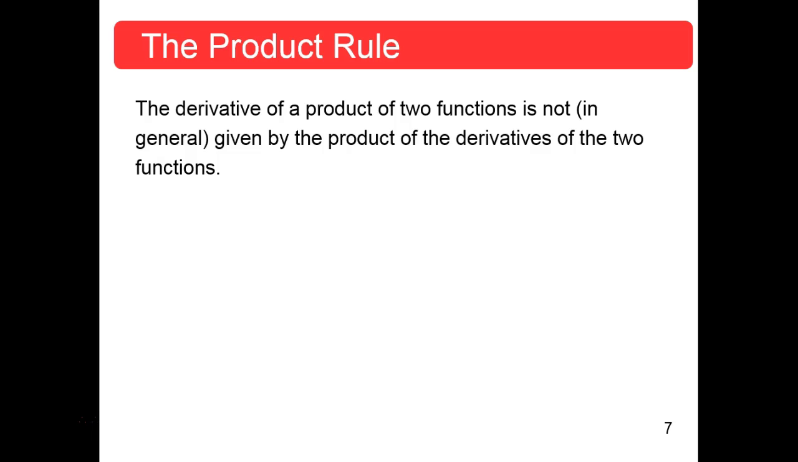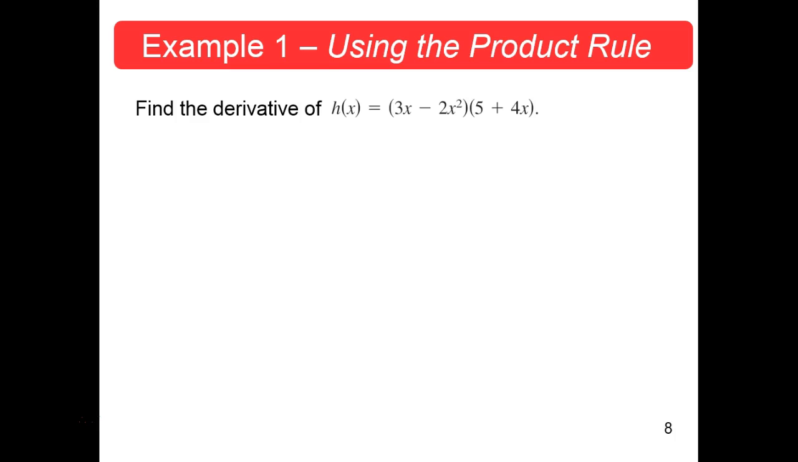The derivative of a product of 2 functions is not in general given by the product of the derivatives of the 2 functions. Let's see if they're going to do another example. Yes, they do, but they do it separately. Find the derivative of h of x if h of x is the product of 3x minus 2x squared times 5 plus 4x. That's the example they give at the top.